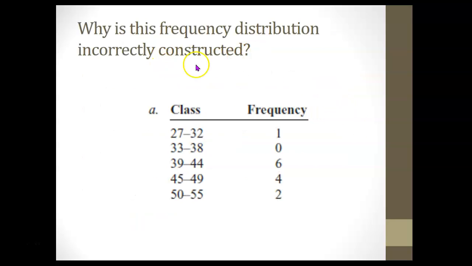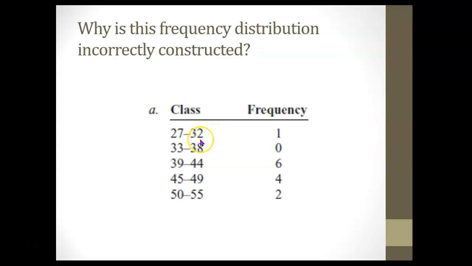So here's another example of a bad or incorrectly constructed frequency distribution. It breaks one of those rules that I was just talking about. Can you see which one? Now, the fact that we have a frequency of 0, that's not a problem. That's not the reason it's a bad frequency distribution. It is possible that you have a class with a frequency of 0. If you didn't have any data values that were anywhere from 33 to 38, well, then that class has a frequency of 0, but we still want to include it.